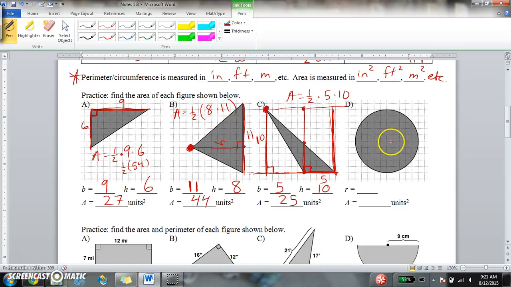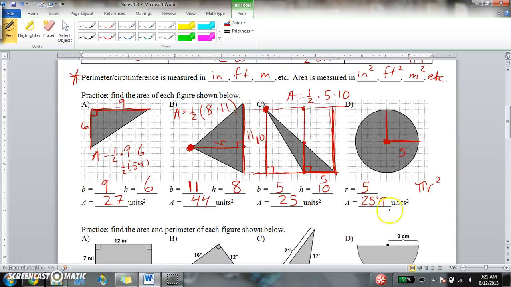So, circle. I've got to find the radius of a circle. That's the most important part. The center of the circle is right here in the middle. So the radius is the distance from the center to the outside edge of the circle. So you want to either draw it horizontally or vertically so that you can count it easily. If I count that, that's 5 units long. My radius is 5. Area of a circle is pi times your radius squared. So your radius squared here would be 25 times pi.